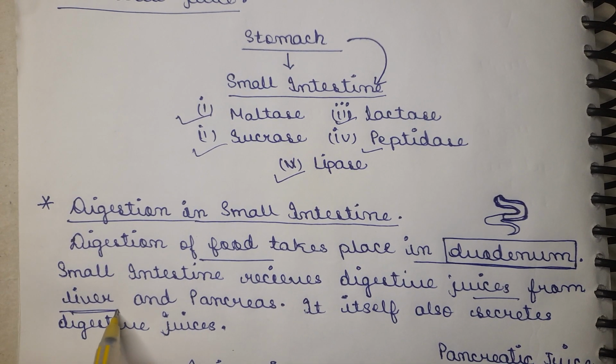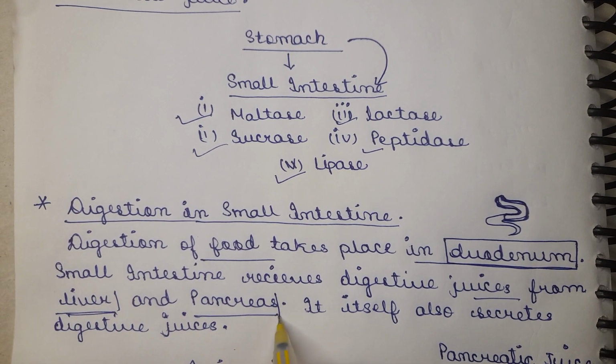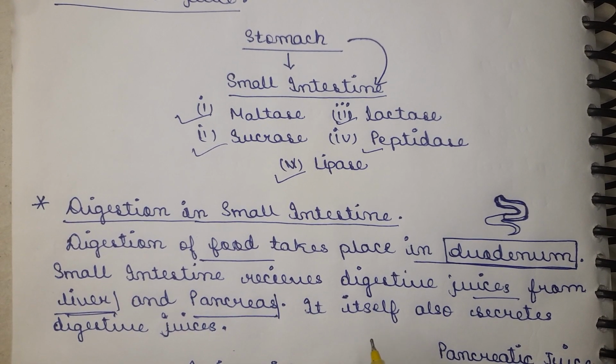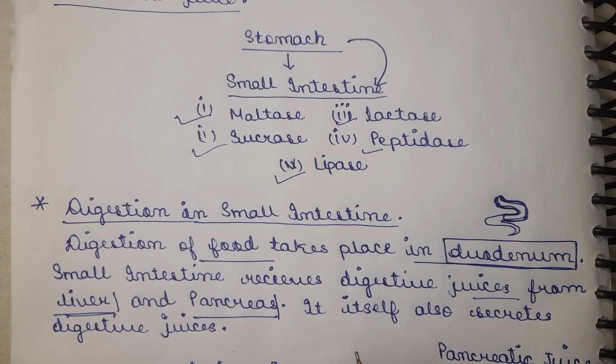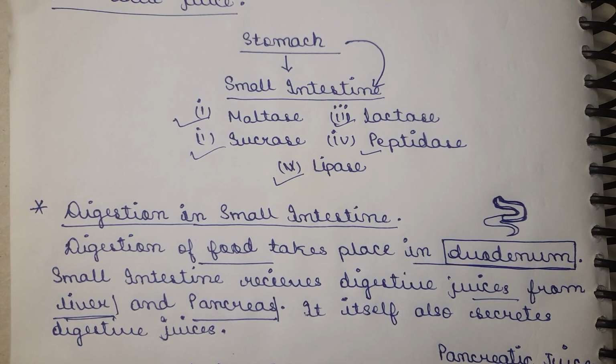From the liver we had already seen that it comes in the form of bile, and from the pancreas in the form of pancreatic juice. Now the question arises: does it only receive secretions from the liver and the pancreas? The answer is no. The small intestine itself also secretes a huge amount of secretions, or digestive juice.